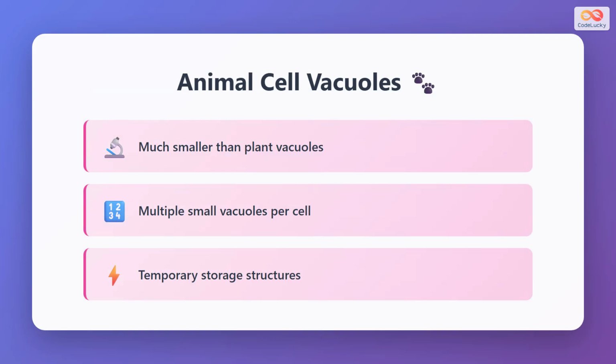Animal cell vacuoles are quite different from those in plant cells. They are much smaller in size and do not dominate the cell's interior. Instead of one large vacuole, animal cells typically contain multiple small vacuoles scattered throughout the cytoplasm. These vacuoles are often temporary structures, forming when needed and then disappearing once their function is complete. This flexibility allows animal cells to respond quickly to changing needs.